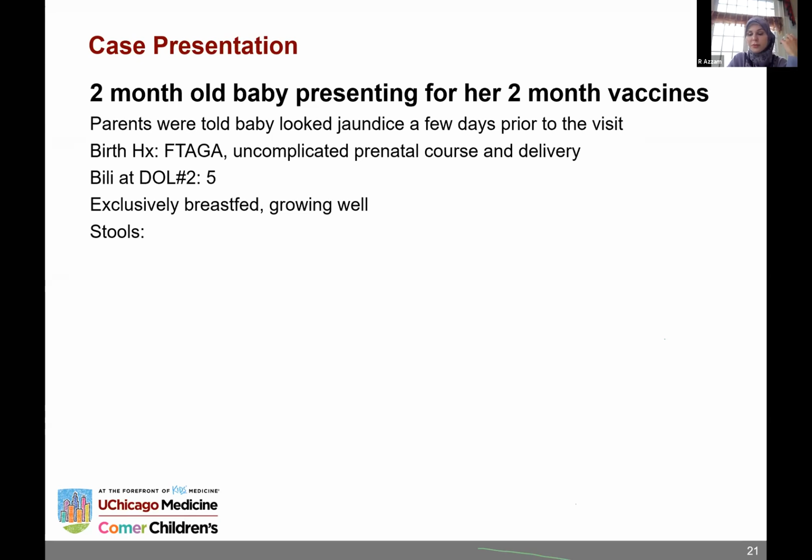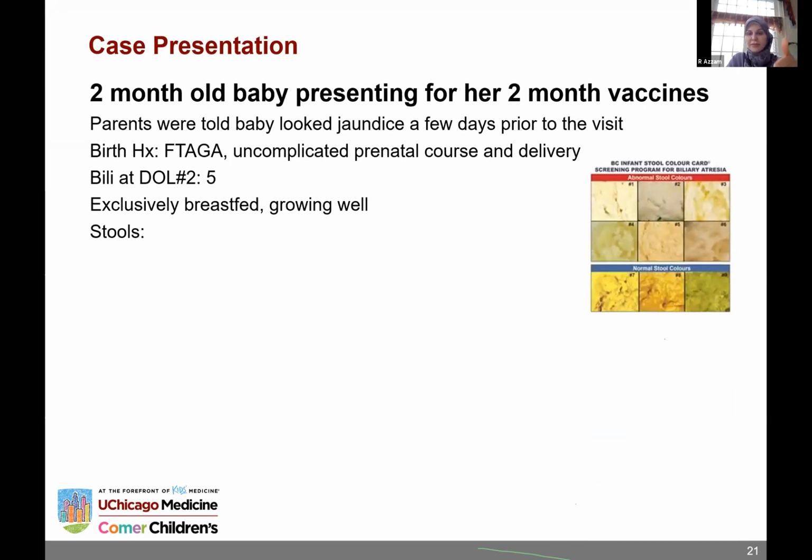Of course, one very important question in the history is the stool color. And you may have the card in your pocket. You may just point to the different degrees of yellow and brown and green and all that stuff. And then mom tells you that this is the color of the stool. So that should bring all the flags in the brain to say there is a significant liver problem.